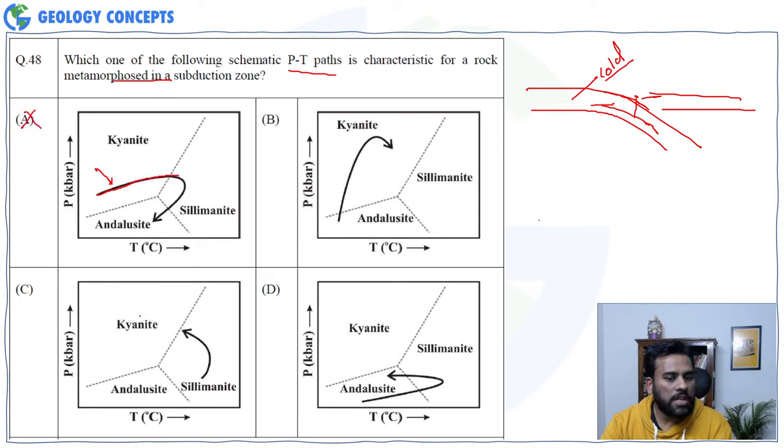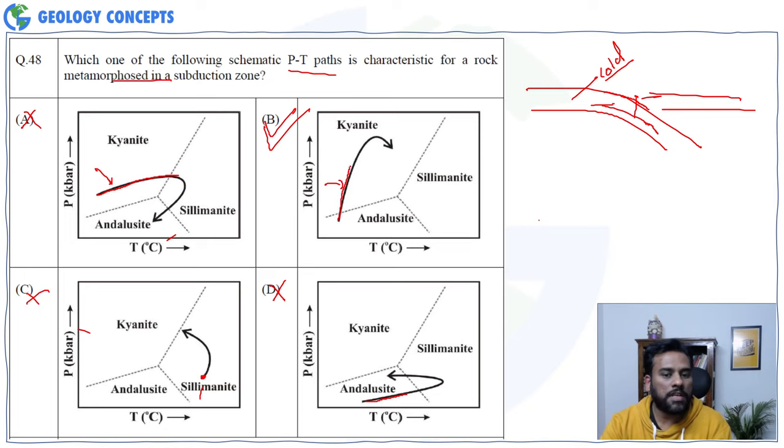So this is wrong. Here, this is very wrong. This is not possible, right? This is also not possible because you are not starting from this high temperature. This is wrong. Here, B: this is increasing pressure and increasing temperature. So this is correct. So B is the correct option here.